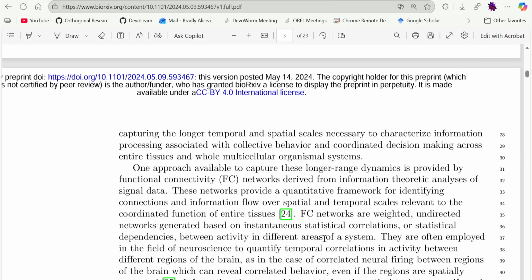And so what we want to do is capture a longer time scale and a wider spatial scale. And so that's where their methods need to go to capture what they call functional connectivity.